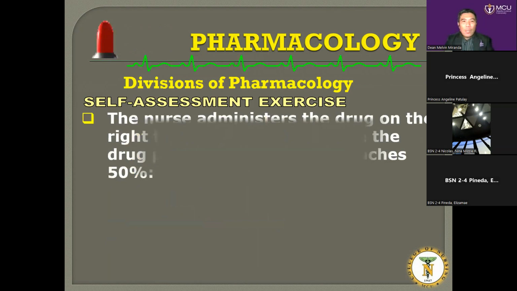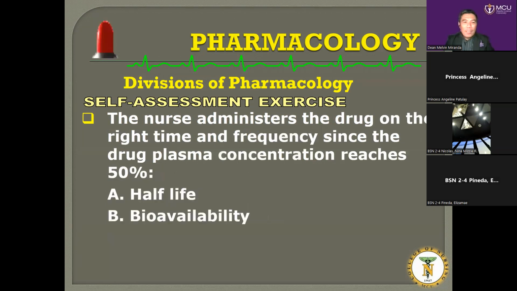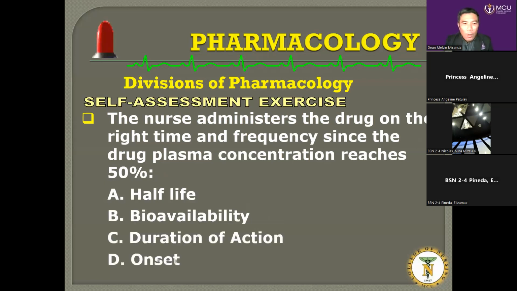The next question, the nurse administers a drug. Nako, mukhang it seems that you are guided. On the right time and frequency, since the blood plasma concentration reaches 50%. Post your answer. Is it half-life? Is it bioavailability? Is it duration of action? Or letter D, is it onset?